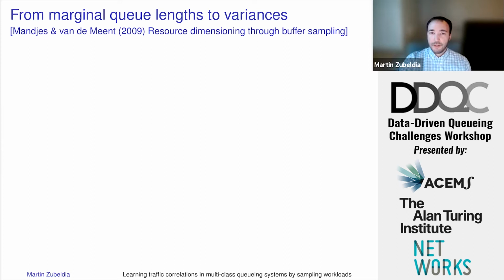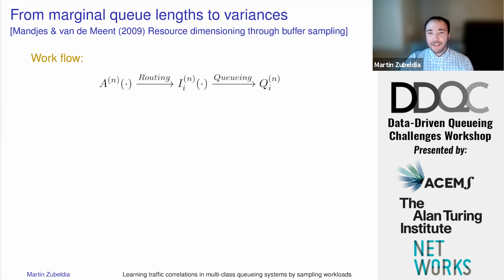So they provided mostly simulations to back up their procedure. But now we adapted it and proved that it actually works as intended. So the idea is that the workflow in this type of system goes as follows. You get the arriving work, which is an m-dimensional process A. Then through routing, you get the input process to the ith queue, I sub i. And then through queuing, you obtain the steady state distribution of your queue length.